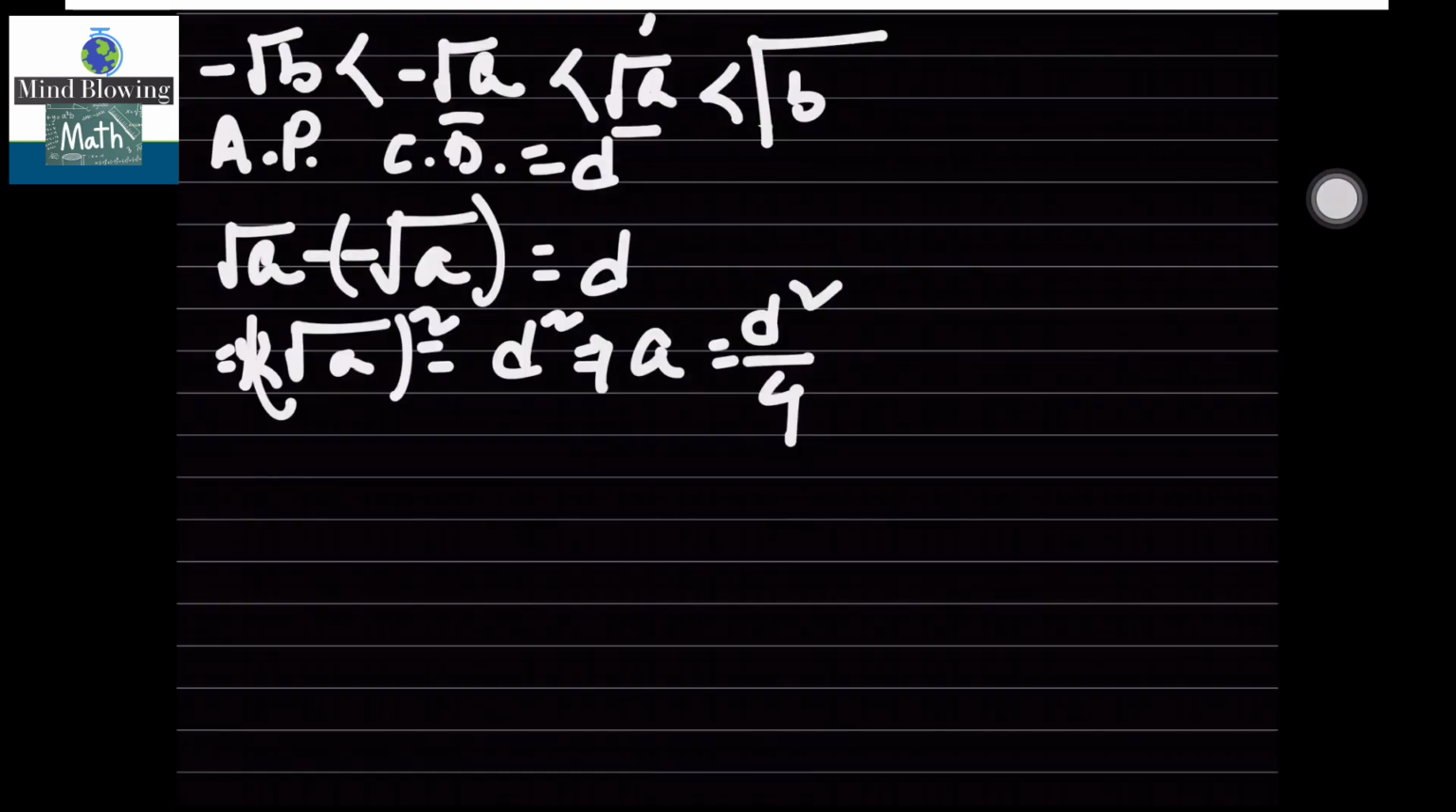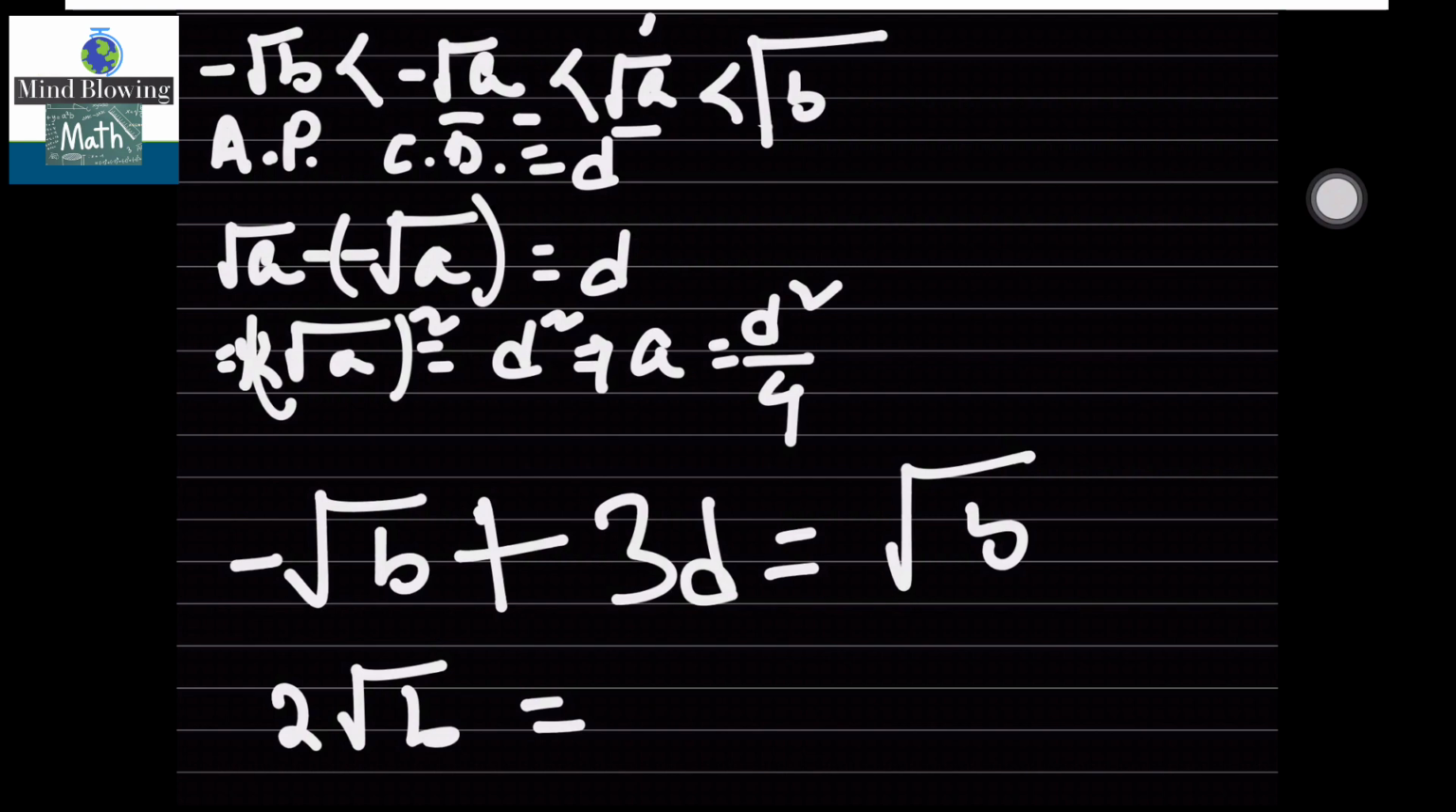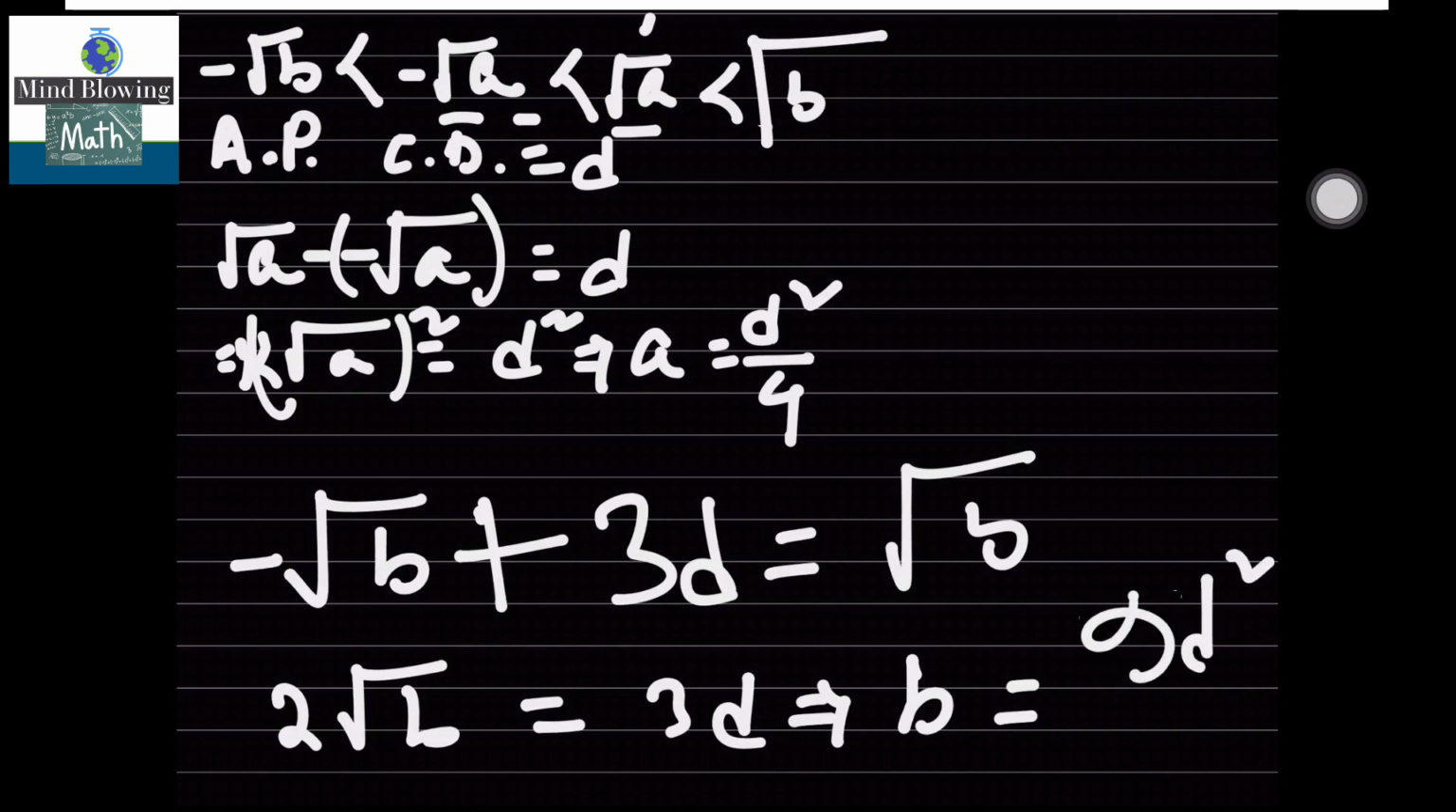And also, the difference between root over a and minus root over a, and minus root over b, is D. Similarly, if we add 3 times the common difference D to minus root b, then this is exactly equal to root over b. So 2 root b is equal to 3D. So from here b is equal to 9D square by 4, squaring both sides.